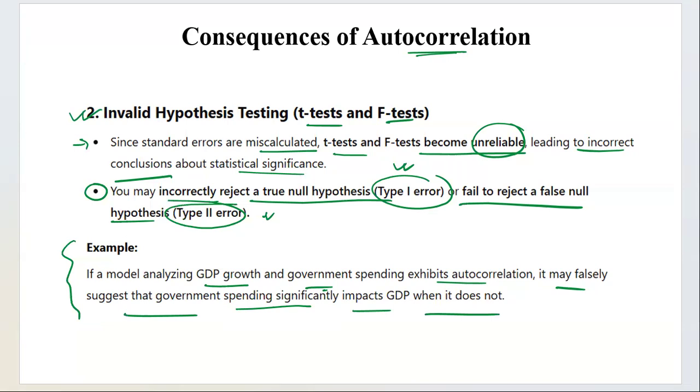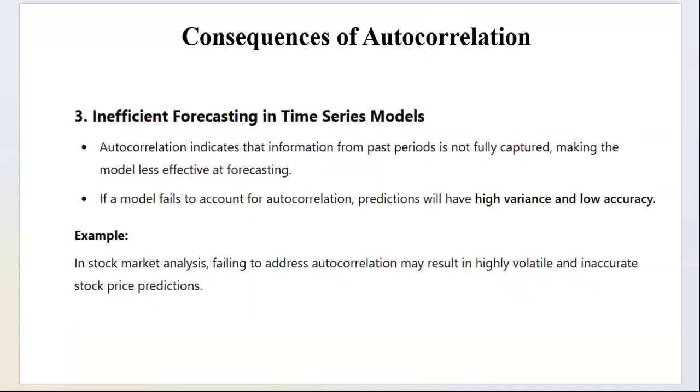These problems may arise. In the fifth point, we'll see that economic policy issues will also appear. We may assume that government spending is positively affecting GDP growth, and our model also shows that, but the autocorrelation problem makes it invalid, right? Due to the autocorrelation problem, the variance will be inflated. As a result, the hypothesis testing will not be valid. So this kind of problem will arise.